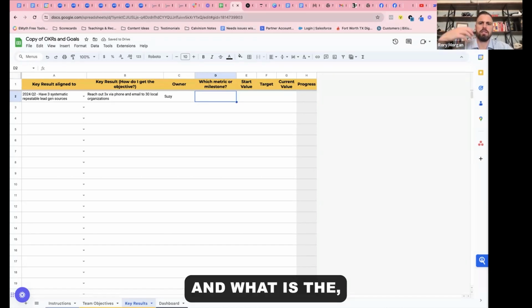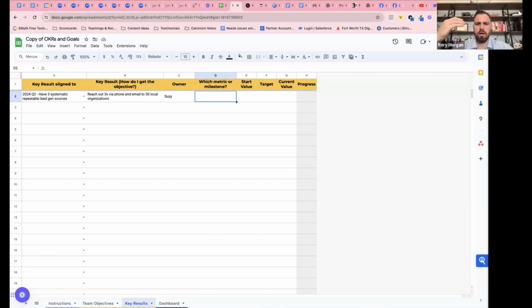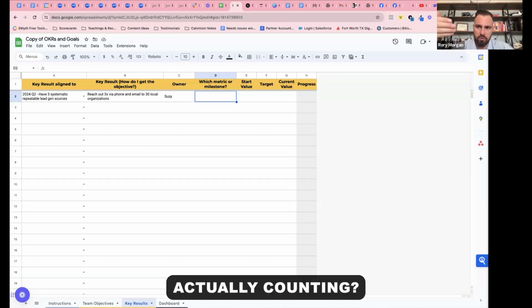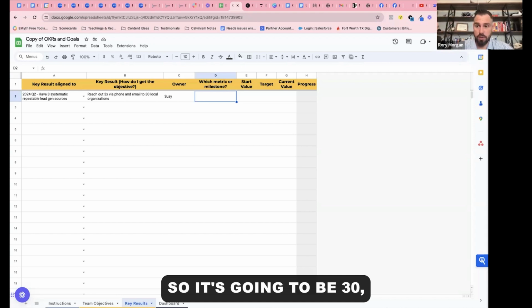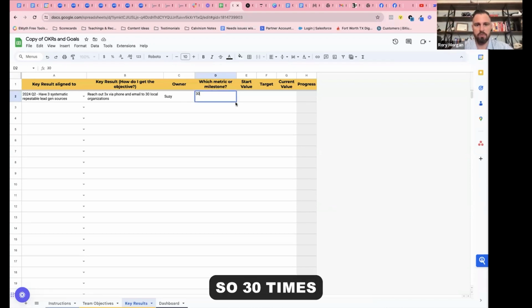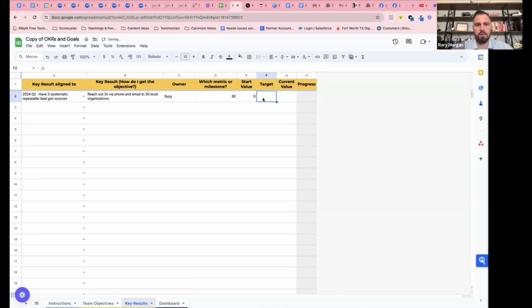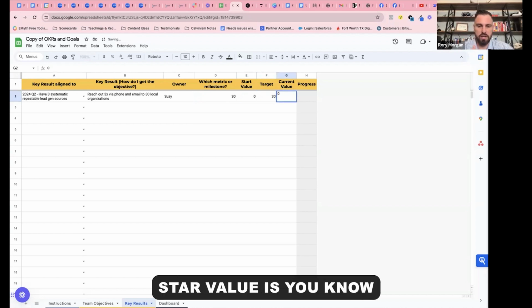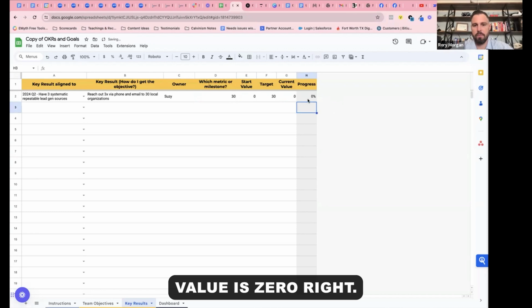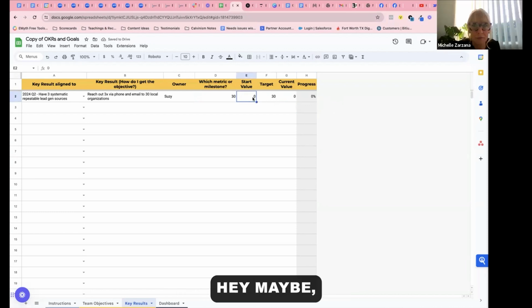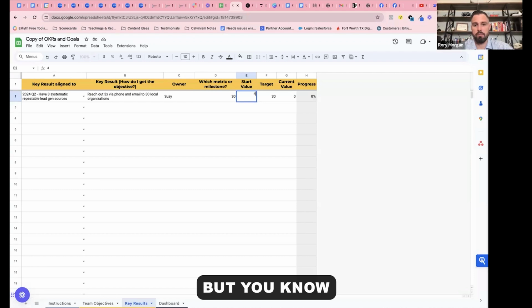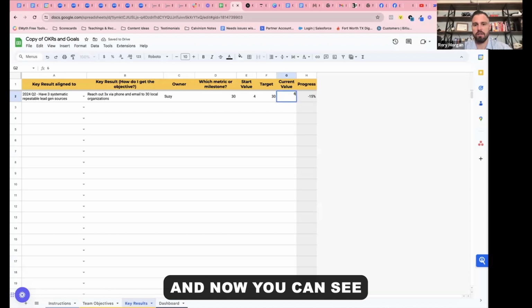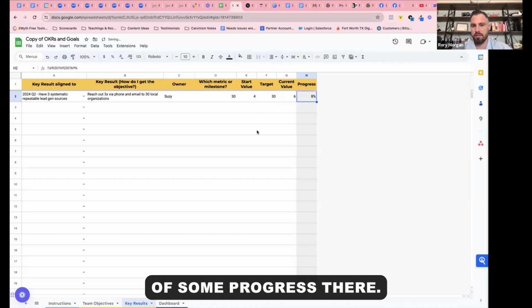And what are we actually counting? So what's the metric? So it's going to be 30, right? So 30 times we're going to do that. Right now we're at 0. 30 is the target, and we're currently at 0. Start value is 0, current value is 0, right? The way that might look different is, hey, maybe we've already done 4, but now we're at 6, and now you can see we have a measure of some progress there, right?